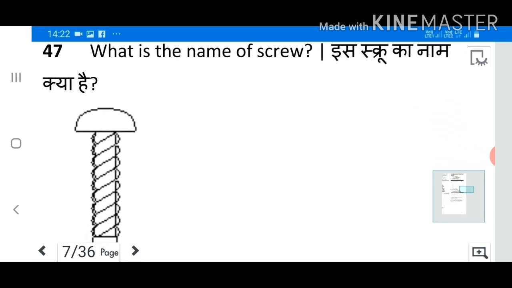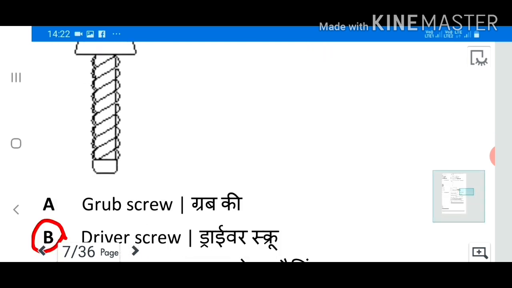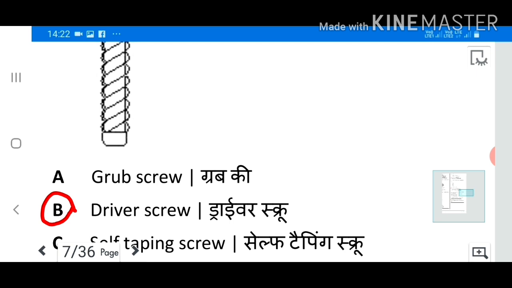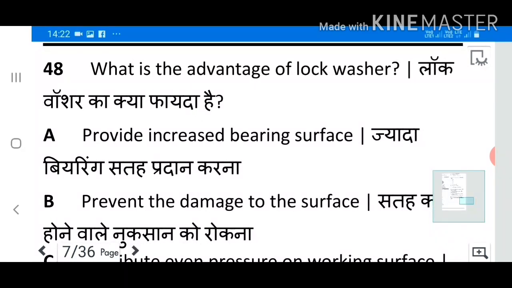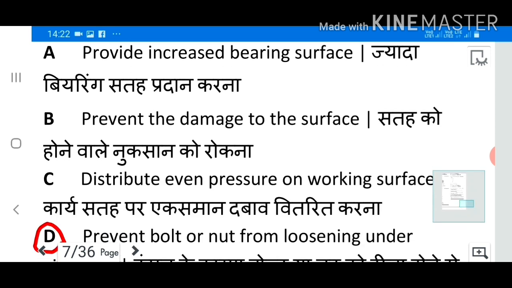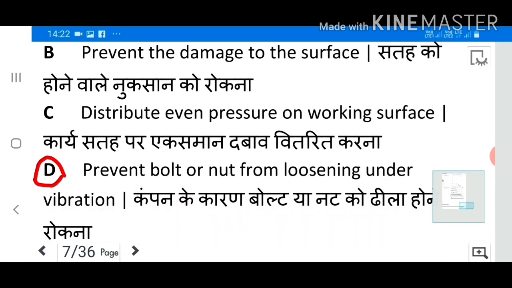47. What is the name of screw? Answer B. Driver screw. 48. What is the advantage of lock washer? Answer D. Prevent bolt or nut from loosening under vibration.